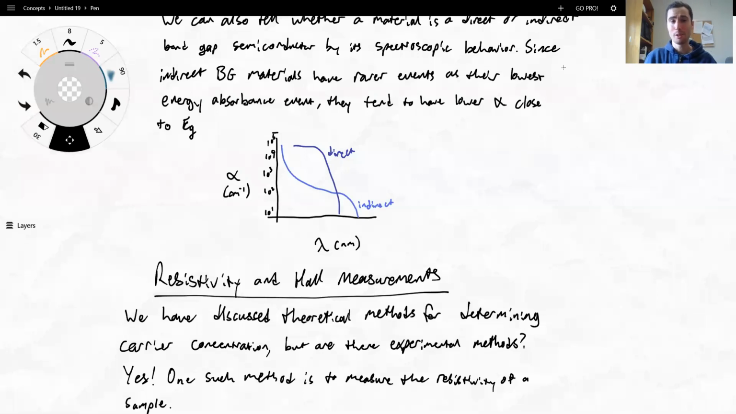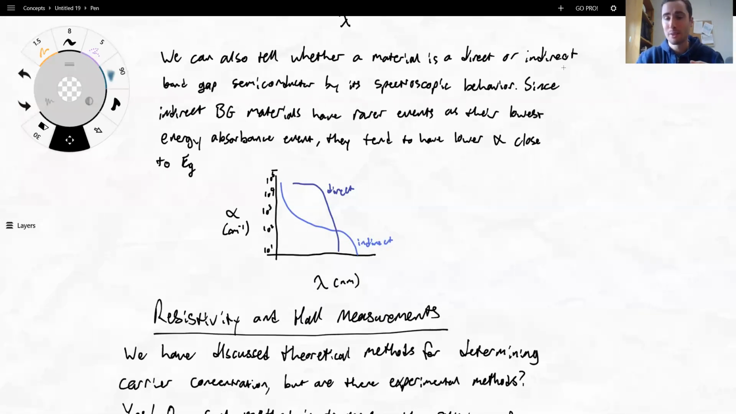So yeah, now at this point, I should be able to hand you a semiconductor sample and ask you to figure out what the band gap for this semiconductor is, and whether it's a direct or an indirect band gap. And now you should be able to do that. You just stick it in a spectrometer and measure the alpha values over a range of wavelengths, and you should be able to find the band gap energy, and check the graph behavior, or the spectroscopic behavior, to figure out whether it's direct or indirect.